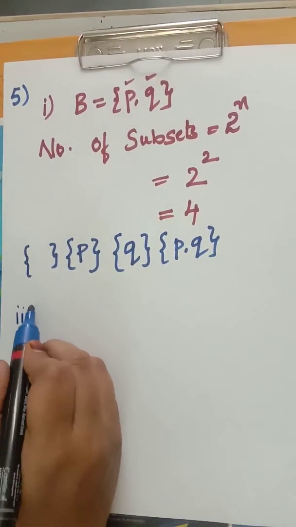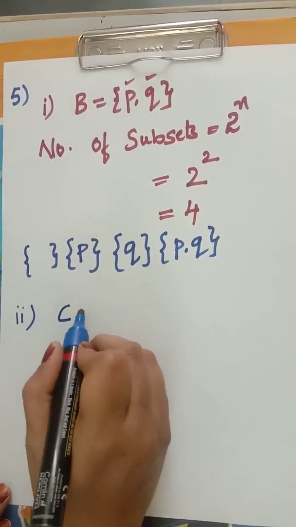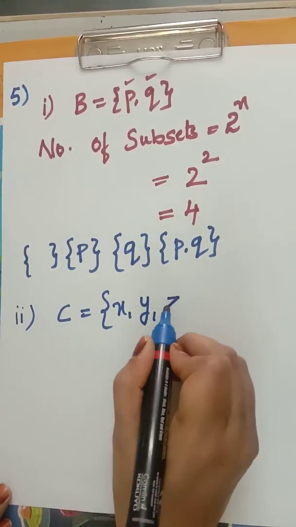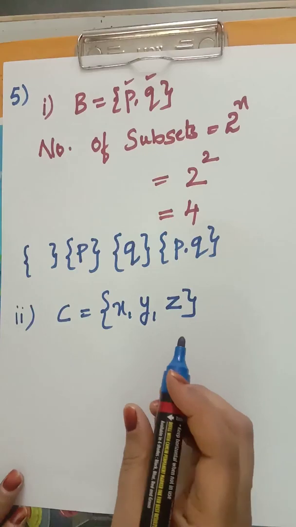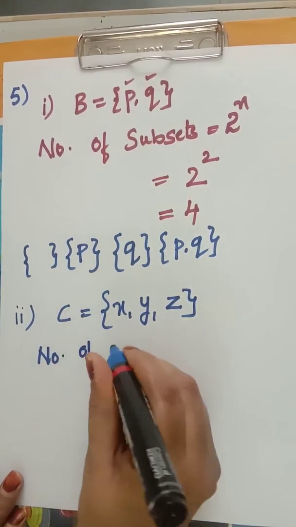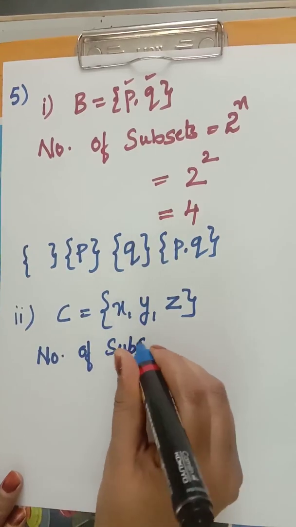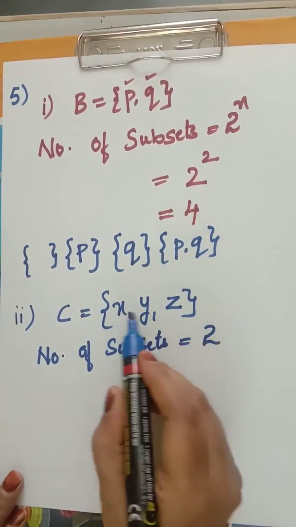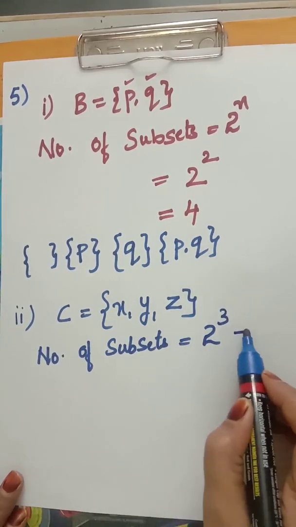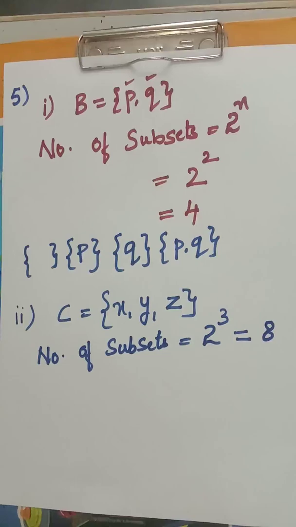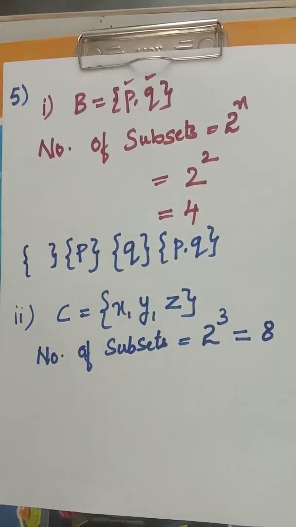Second one, C = {X, Y, Z}. So first write the number of subsets. The number of subsets is 2 to the power of how many elements are there? 3. So 2 2s are 4, 4 2s are 8. Now how many do you have to find? 8 to find.